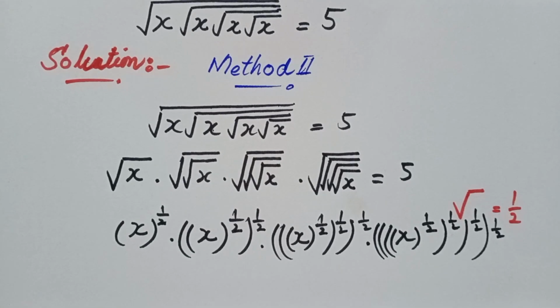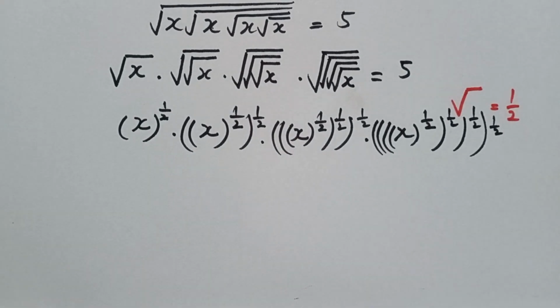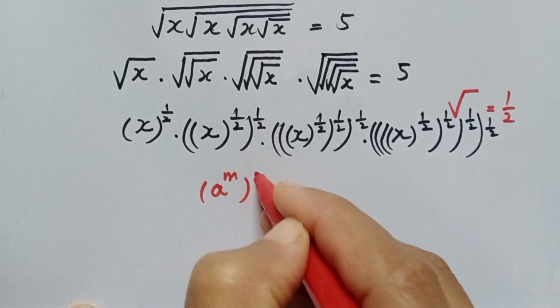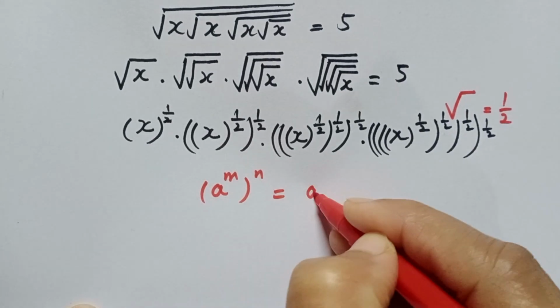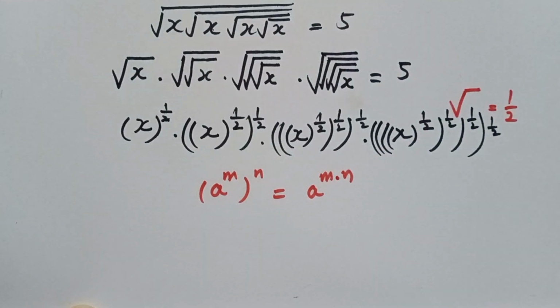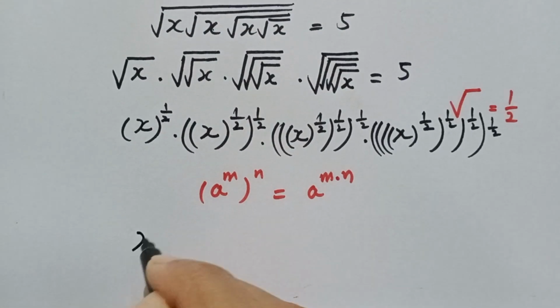We know a very well-known property of exponent. Now we will use that property, that is the rule actually. If we write a to the power m to the power n, then we can multiply their powers, so a to the power m into n. We will use this property here in our next step.